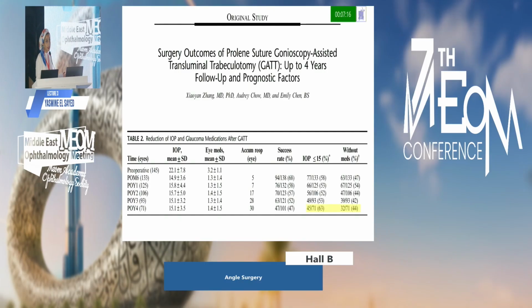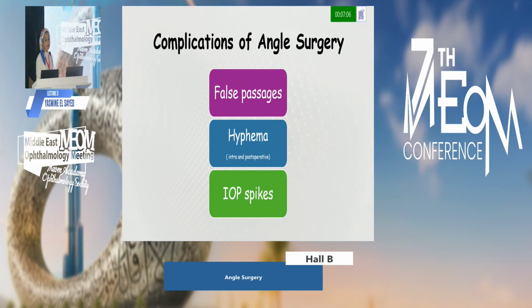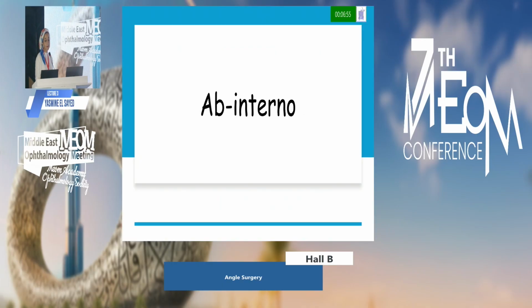We now have the 4-year outcomes of GAT, and it shows that the chance of having a pressure of 15 or less is 63%, with 44% of the patients off medication. So it's really worth exploring those complications and trying to minimize them as much as possible. These are the ones specific to GAT and angle surgeries generally: false passages, hyphema, and spikes.